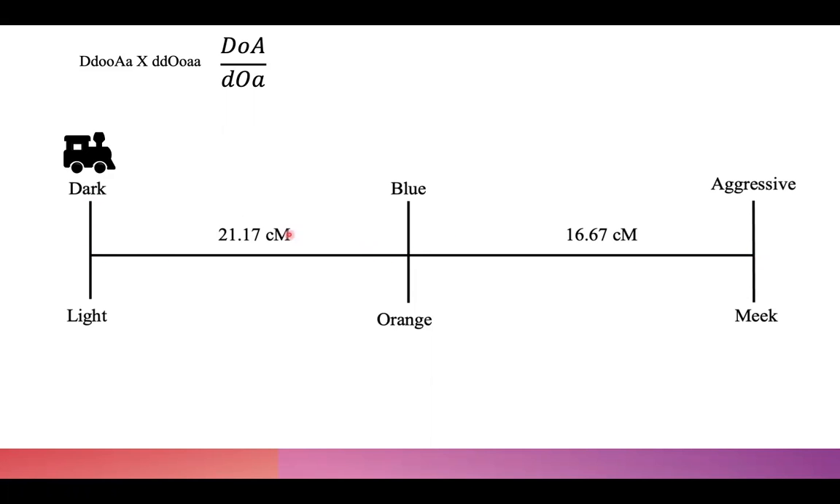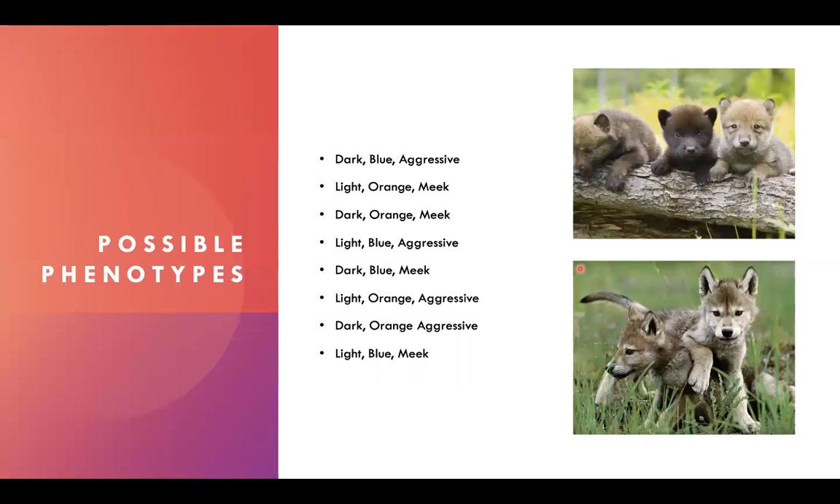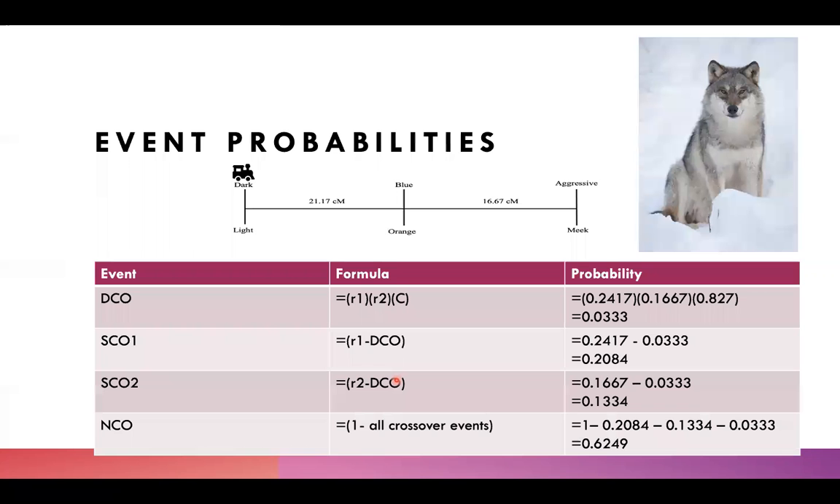In between each point, we have R1, which is railroad 1 in this case, and R2, railroad 2 in this case. And with the genetic map or this train track, it will give us all the different routes that the train could take, or in this case, the 8 different phenotypes for our cross. So listed are the 8 different phenotypes from crossing the 2 purebred wolves.